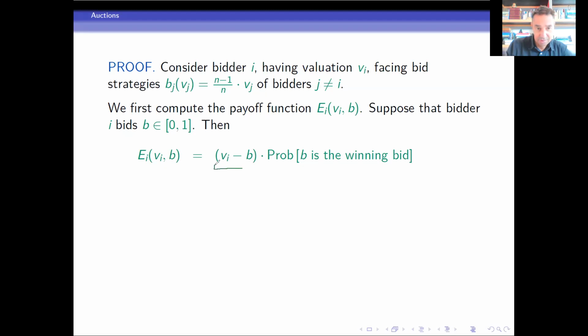This over here is my utility in case I am the winner. And so I want to have the expected payoff. So then I need to multiply that by the probability that that is actually going to happen. And that's what is stated over here. So the probability that in fact the bid that I submit is the winning bid. This I know, right? I know my valuation and I know what I'm bidding. The only thing that I need to compute is this probability over here. So that's what we're going to do.